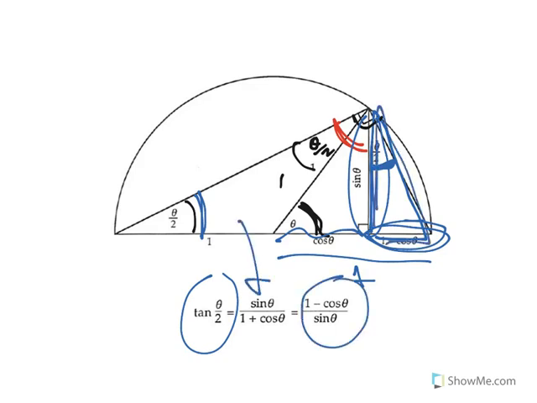But this is the version that I told you in class, sine theta over 1 plus cosine theta. That's a more simple derivation than an algebraic one. Okay, that ought to do it.